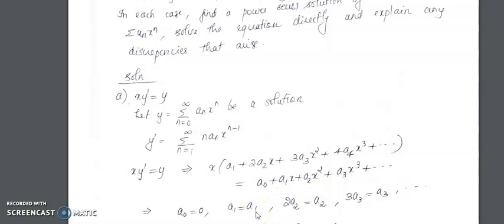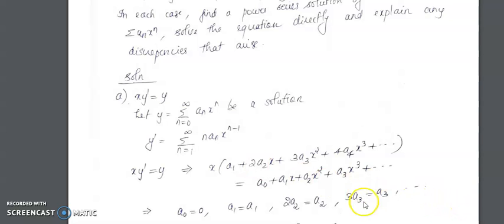Now equating the coefficients on both sides. Equating the constants, you will get a0 equal to 0. Then equating the coefficient of x, you will get a1 equal to a1. Then taking x square, you will get 2a2 equal to a2. Then for x cube you have 3a3 equal to a3, and so on.